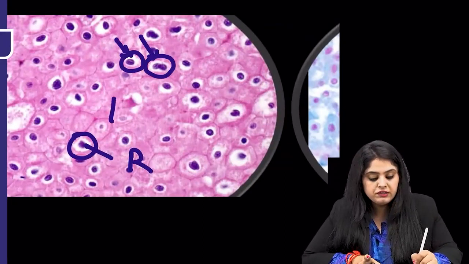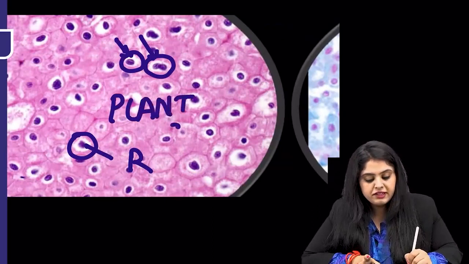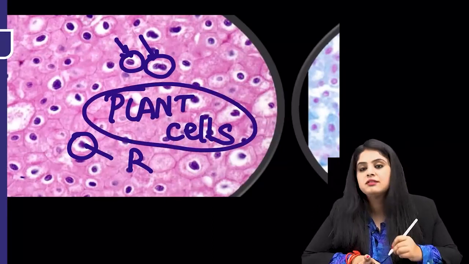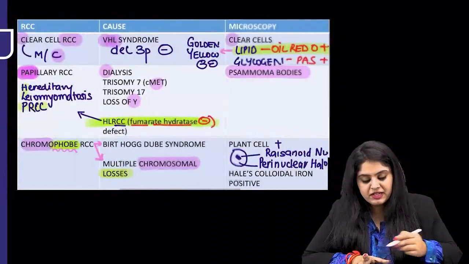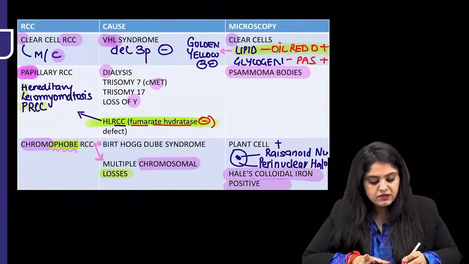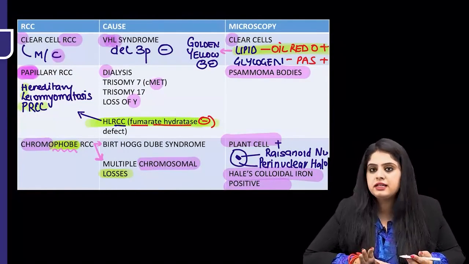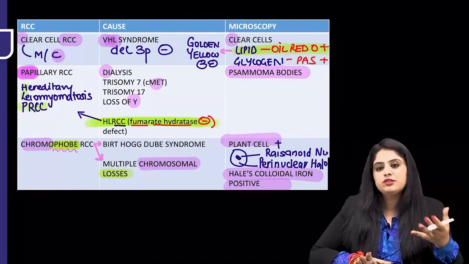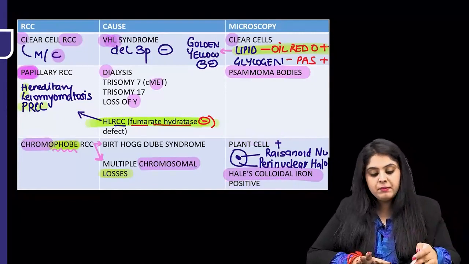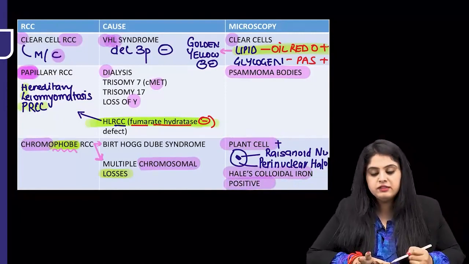है ना? So all of these are what? These are all the plant cells, and you know plants are very rich in iron. ऐसा बोलते हैं, green leafy vegetables very rich in iron. So which is the stain which is going to be positive for plant cell? Hales colloidal iron. It's not iron stain नहीं है. Iron stain was separate. This is just a way of learning. ठीक है? So remember, plant cells are going to be positive for Hales colloidal iron.